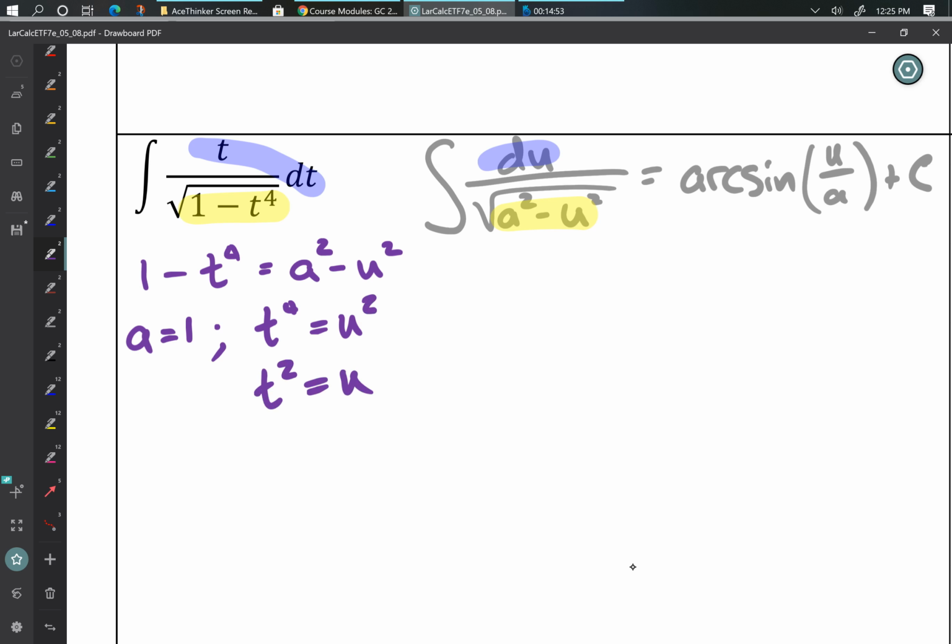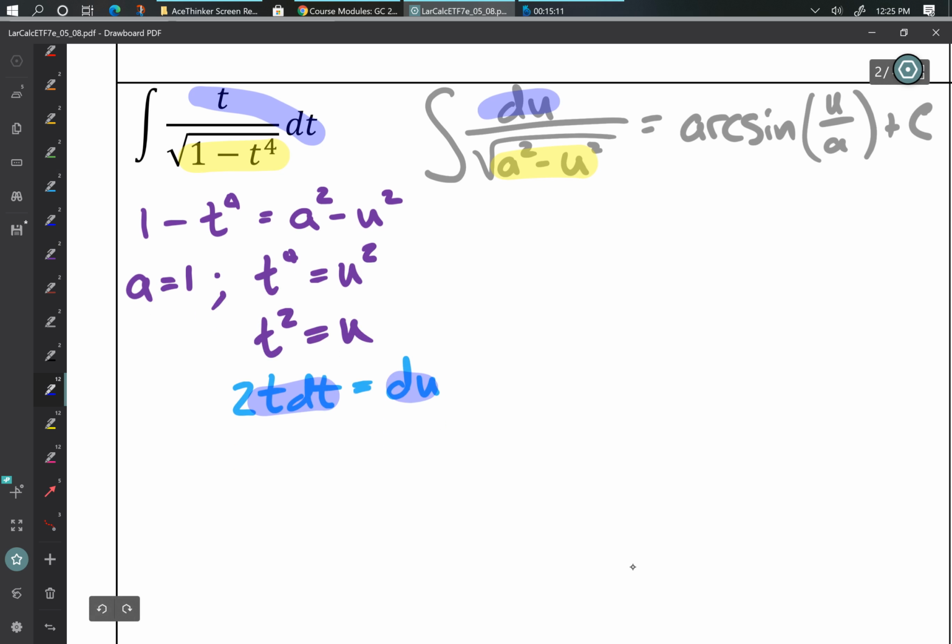Are you with me there? And if t squared is u, then 2t dt would be our du, and I just saw what I needed to see. Do you see the t dt for the du? I'm not worried about the 2. I can always fix that. I can get then that t dt is 1/2 du, and I've got everything I need to have to make this work.